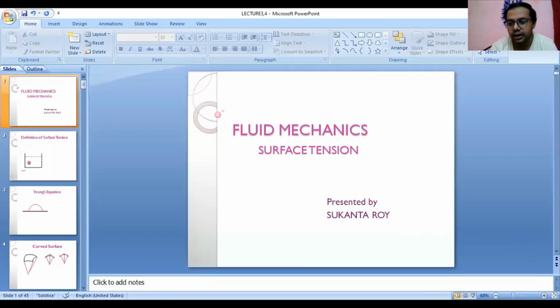So we'll see about the surface tension property. What is surface tension? First we will see, and one by one we'll do the derivations regarding this. First we'll come to the definition and what the cause of surface tension is.